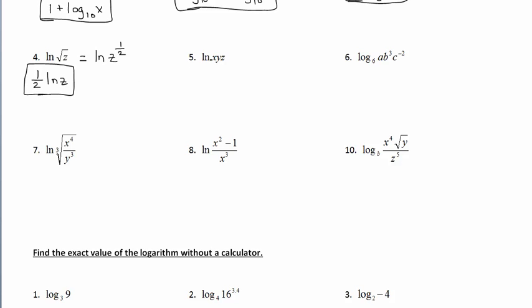All right, number 5, the natural log. The properties still apply to the natural log functions too. So I see a product, not a quotient, not a power. I see 3 factors, so that means I'm going to break this into 3 terms. Nothing else can be done, so I'm finished.